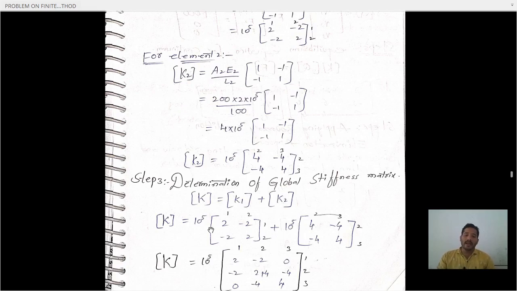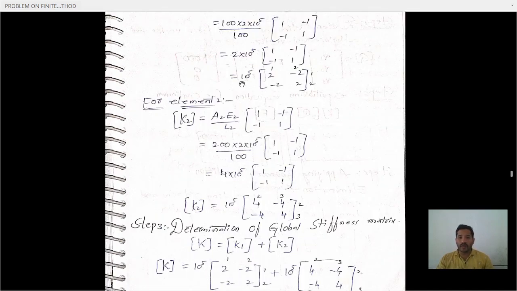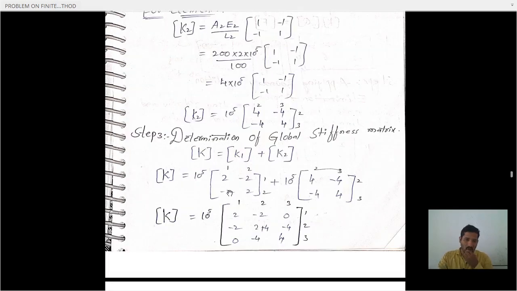After getting the elemental stiffness matrices K1 and K2, you need to add them. K is equal to K1 plus K2. This K is the global stiffness matrix. The global stiffness matrix is always equal to the first elemental stiffness matrix plus the second elemental stiffness matrix. K1 we know very well: 10 power 5, [2 -2; -2 2], first node, second node. Plus 10 power 5, [4 -4; -4 4], second node, third node.